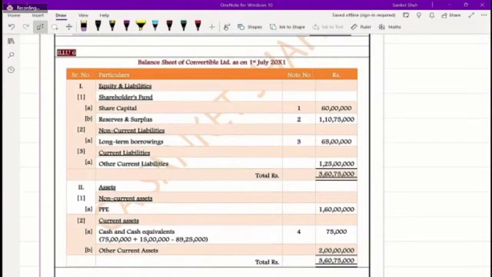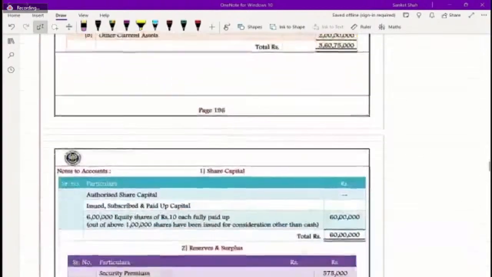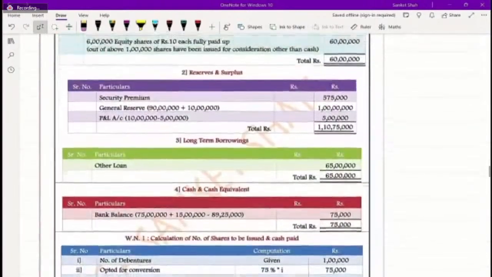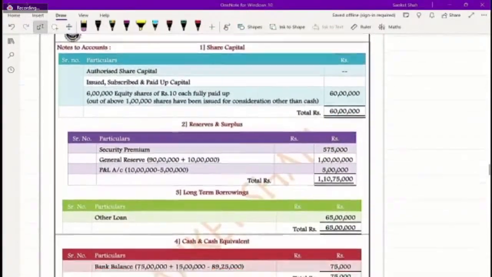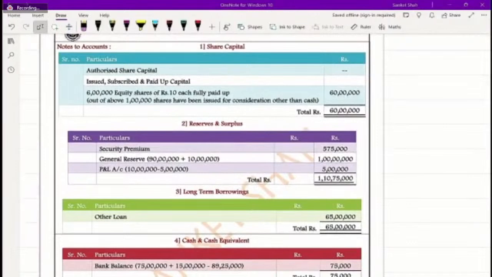Balance sheet, take a screenshot. And these are notes to accounts. Take a screenshot.